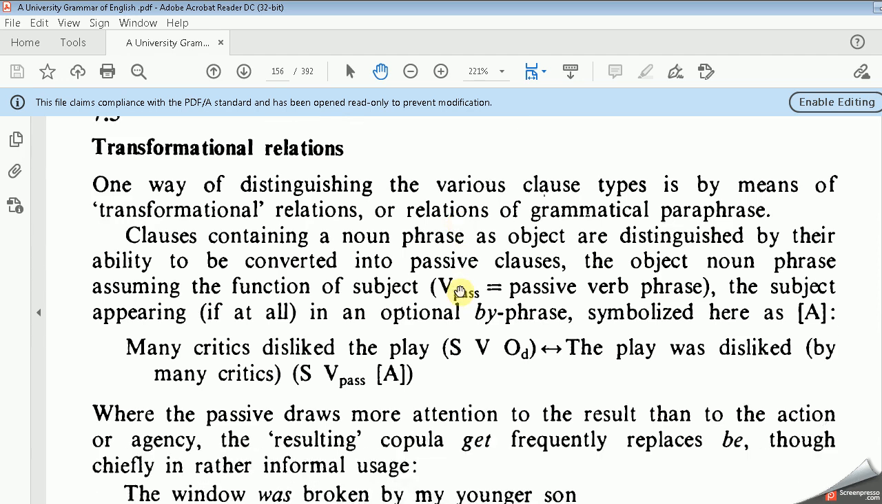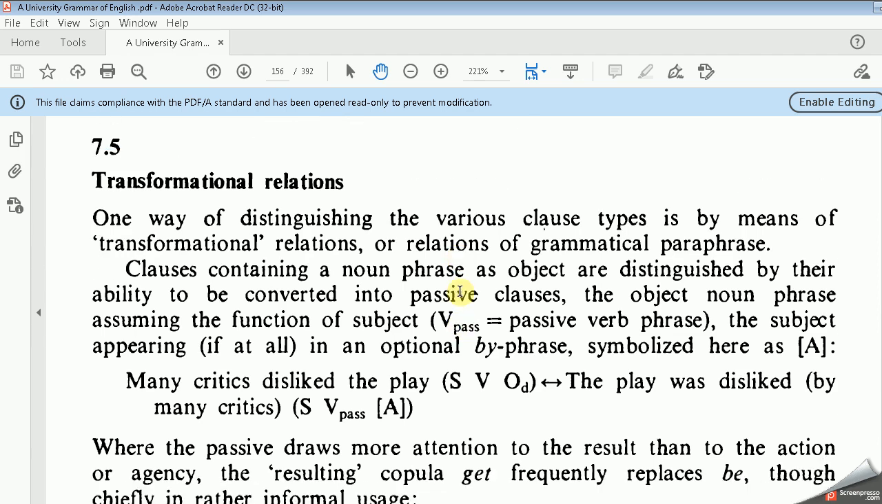Section 7.5. In this section we are going to talk about transformational relations that can be used to distinguish or recognize the types of the elements of sentences or clauses. One way of distinguishing the various clause types is by means of transformational relations, or relations of grammatical paraphrase. These transformational relations have an advantage, which is distinguishing the various clause types.